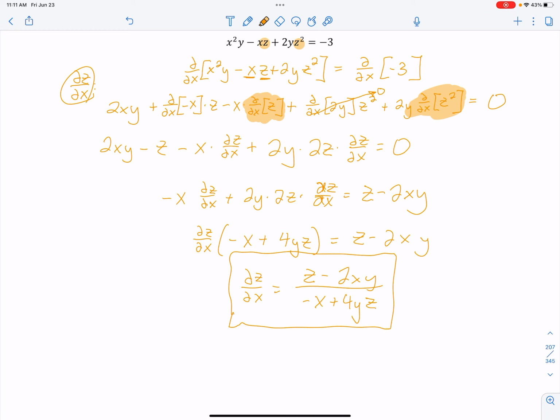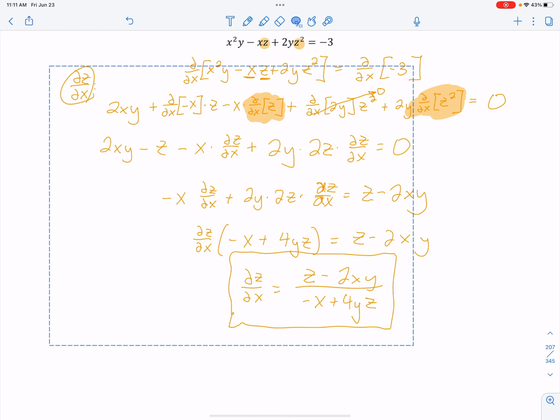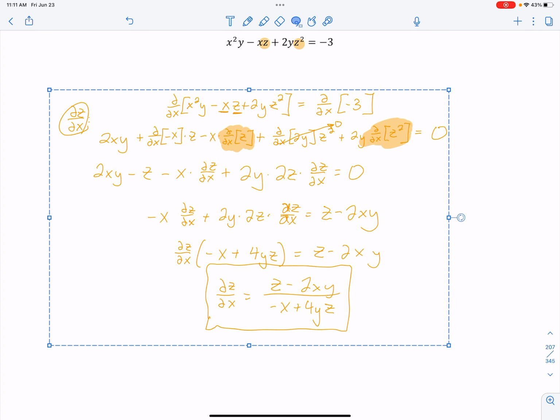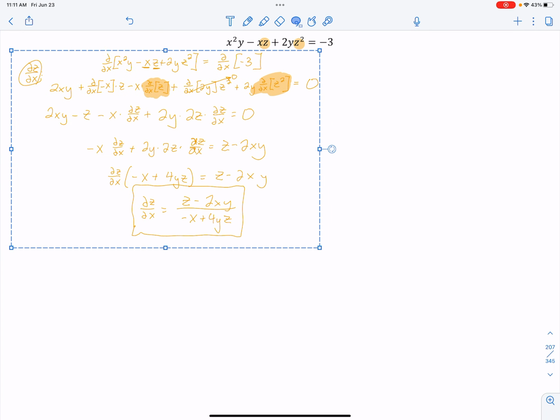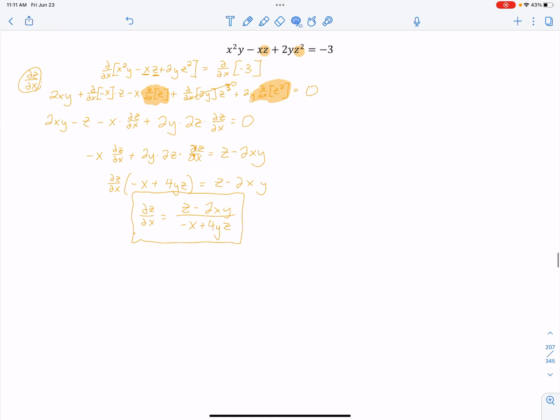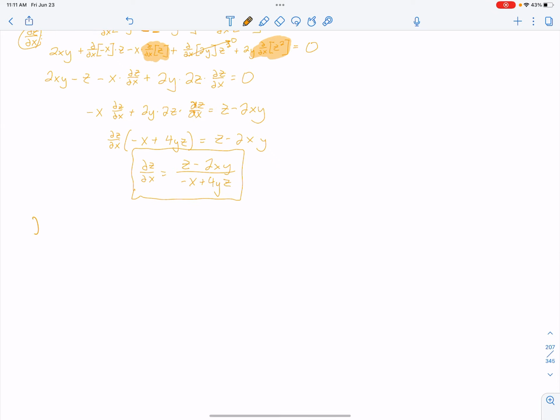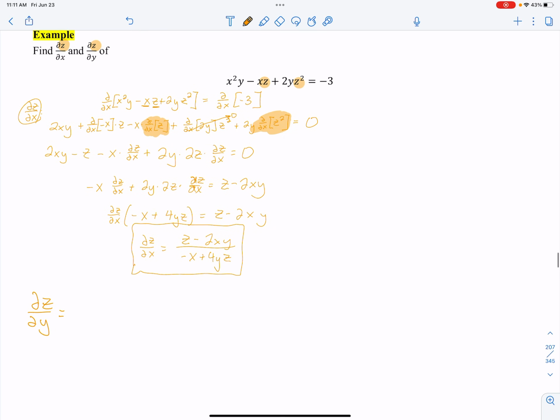All right, we did it one direction. I'm going to shrink this down so I have room for the next part. Now they want us to do the partial of z with respect to y. So we do that same thing. I'm trying to write small here. The partial with respect to y of everything.